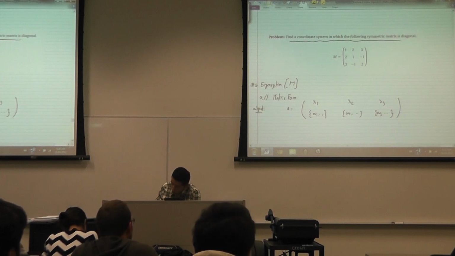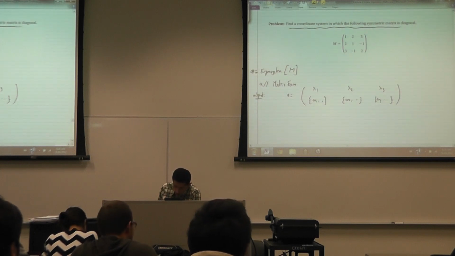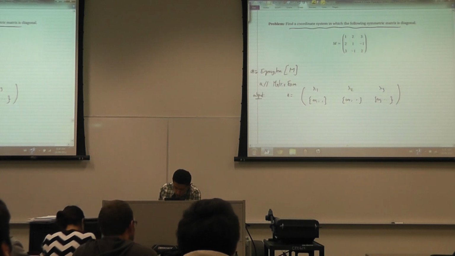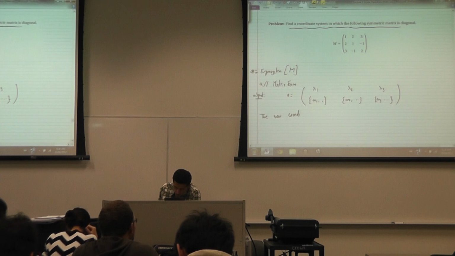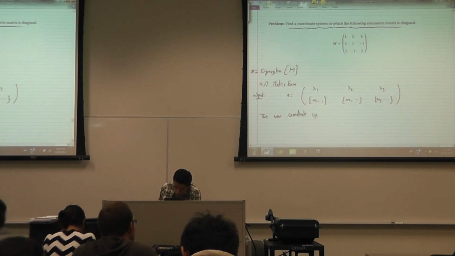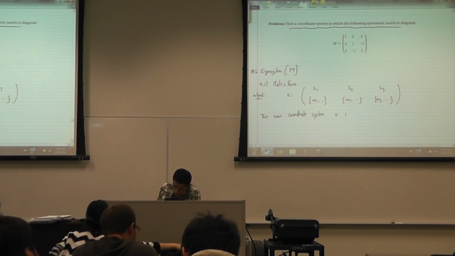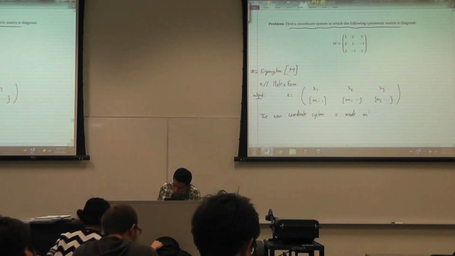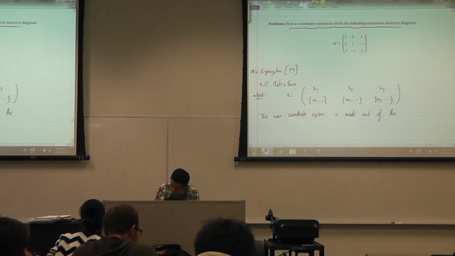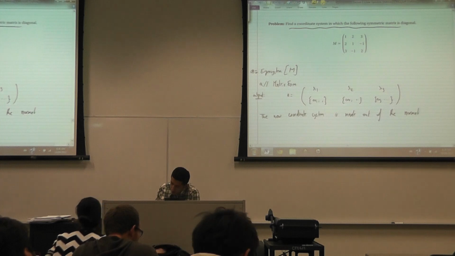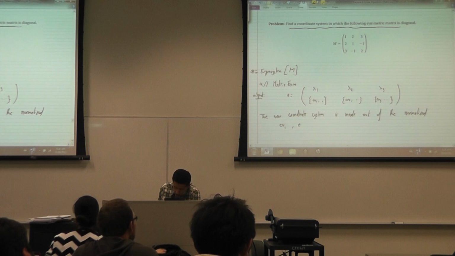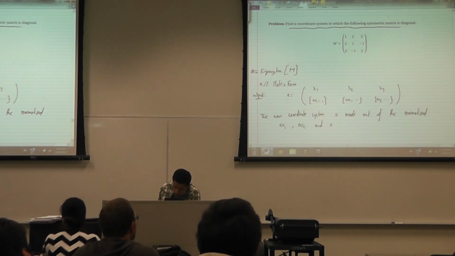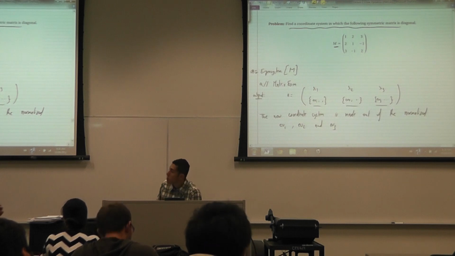So this is now to form Q. The new coordinate system is made out of the normalized eigenvectors. You have to make their length 1: eigenvector 1, eigenvector 2, and eigenvector 3. And as long as M is symmetric, these will be perpendicular to each other.